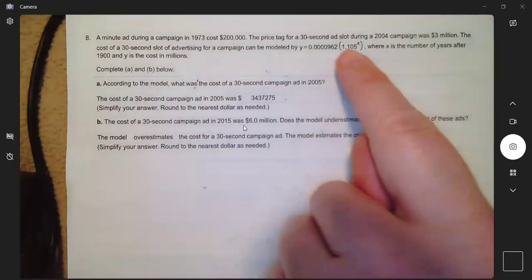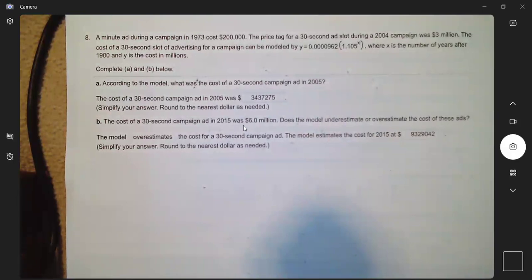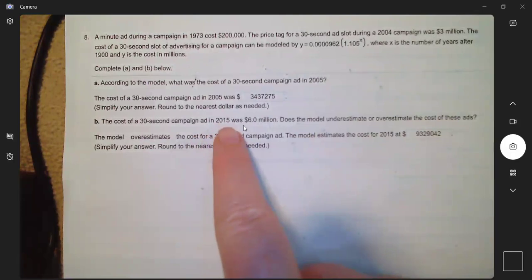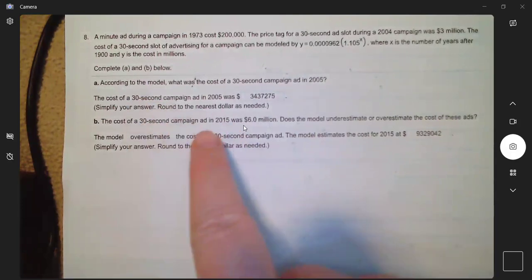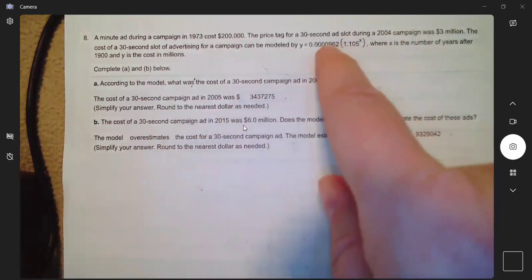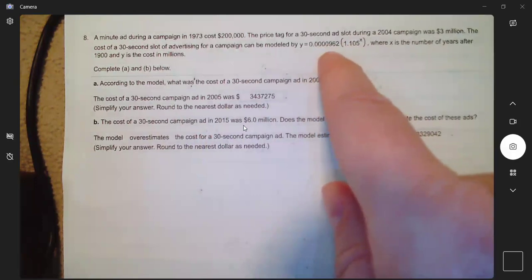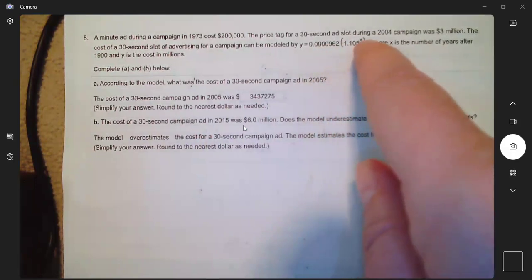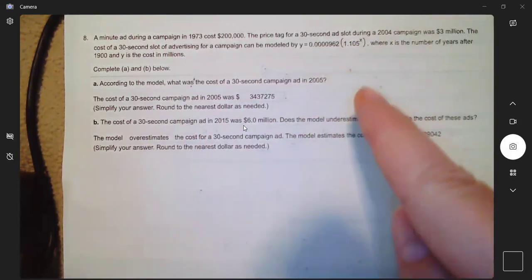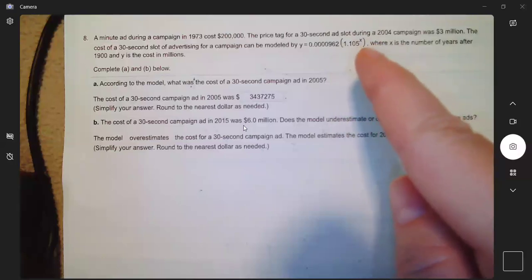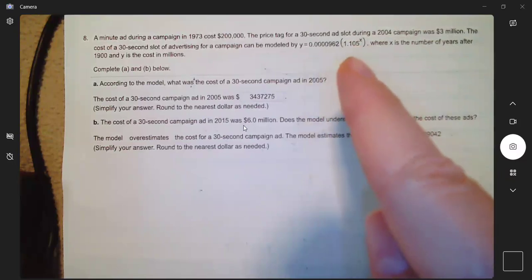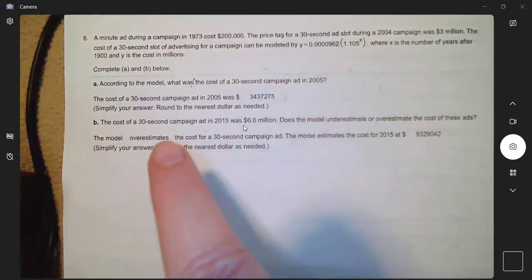So the model is always the formula that we got based on past data. So 2015 would be 115 years after 1900. So we'll plug in 115 for the x right there. So again on your calculator, 0.000962 times 1.105 to the exponent 115, and we work out what the answer is. Now, it turned out it was way high. When you plug in 115 here, you get 9.329 something or other. So it definitely overestimated.